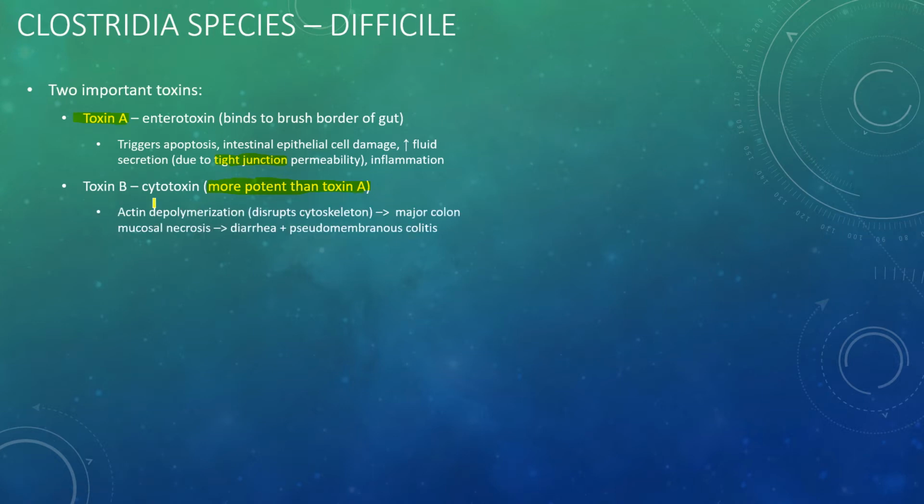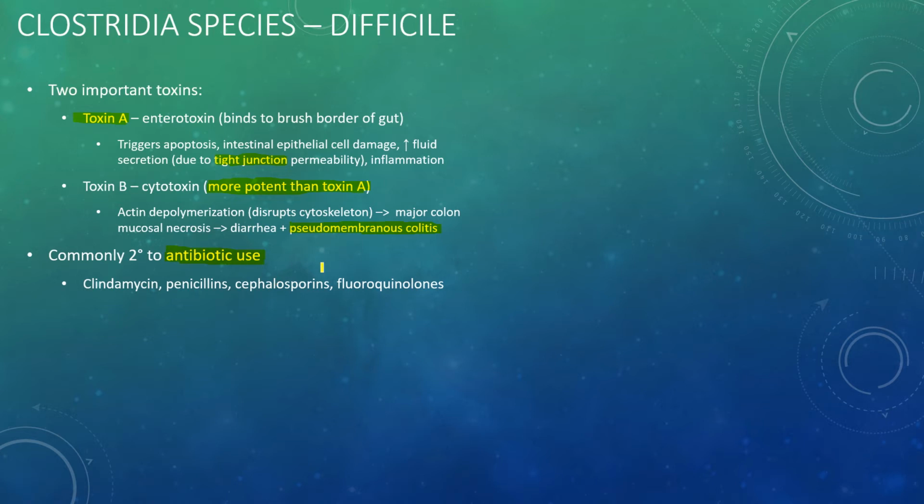rapidly. It causes depolymerization of actin, which is an important component of the cytoskeleton, and that causes major colonic necrosis and a pseudomembrane forms, as well as diarrhea. That's why it's called pseudomembranous colitis. So it's usually secondary to antibiotic use. If you use broad-spectrum antibiotics, you kill off your normal flora in your GI tract, and now Clostridium difficile, which normally lives there, is going to grow because it doesn't have as much competition with other bacteria.